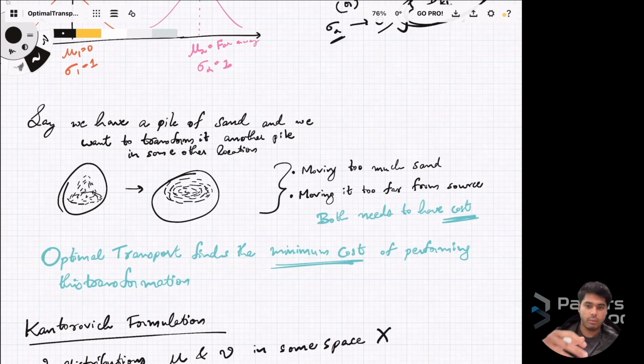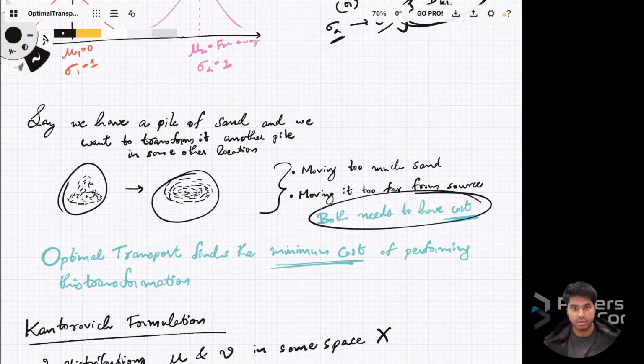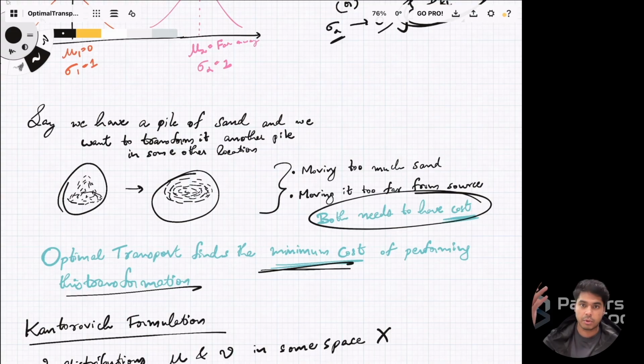If we have a heap of sand, we'll have to pick a grain and drop a grain from the source to the target, where the source gets transformed into the target eventually, right? And that's what you're trying to do. The optimal way of doing this is where we are not moving too much sand, and we are not moving each grain too far, right? So both of these things need to have a certain cost associated with it, so that we don't overdo it, right? So optimal transport finds the minimum cost of performing this transformation. So if you want to go from one distribution to another distribution, optimal transport is what finds the most optimal and the minimum cost path that lets us do this, right?